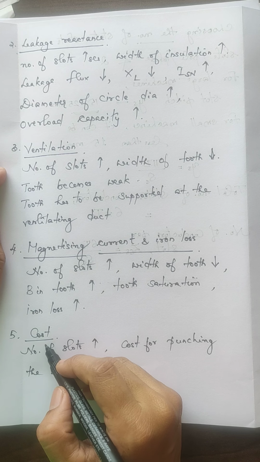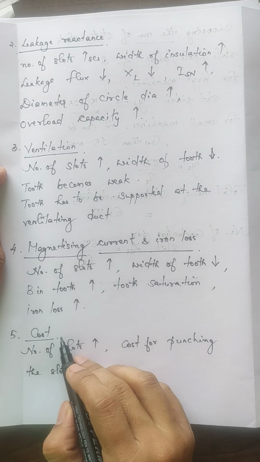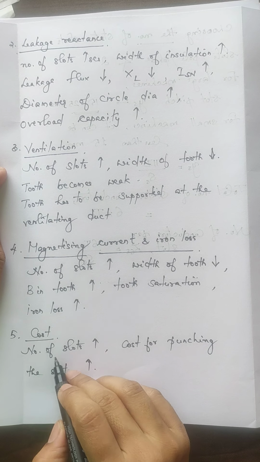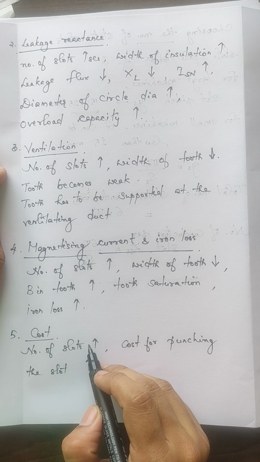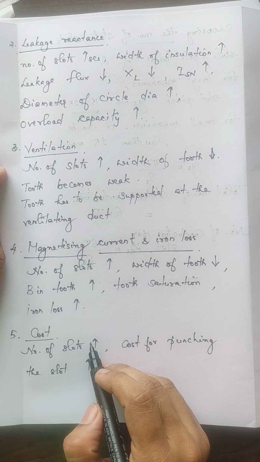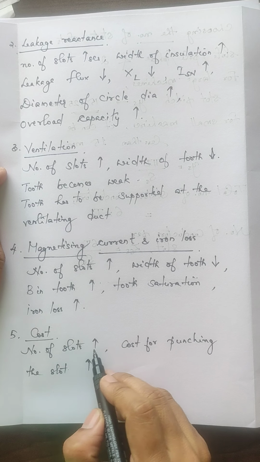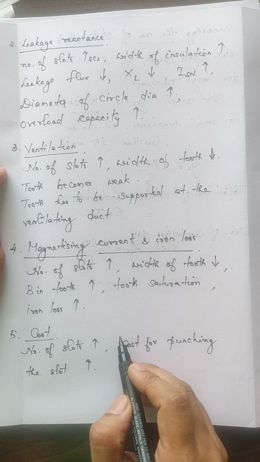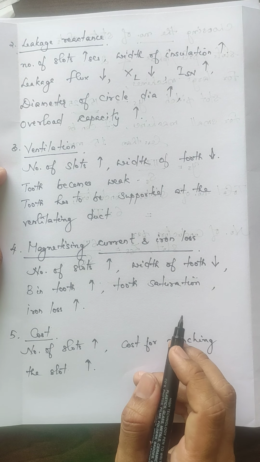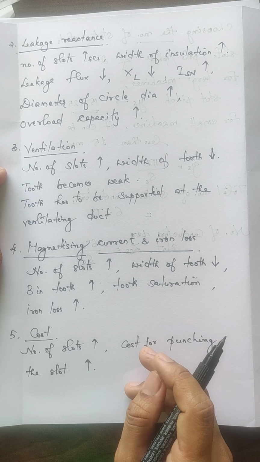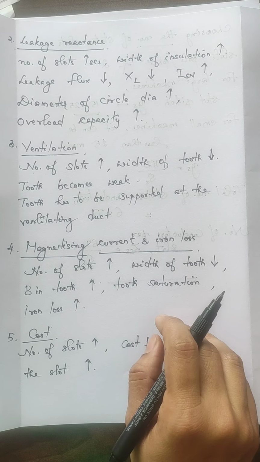And the last point is cost, which is very easy to remember. A large number of slots means that many slots have to be punched in that particular lamination. So the labor cost for punching the lamination increases. With a larger number of slots, the labor cost for punching the lamination is more. So these are the various factors that affect the choice of number of stator slots.